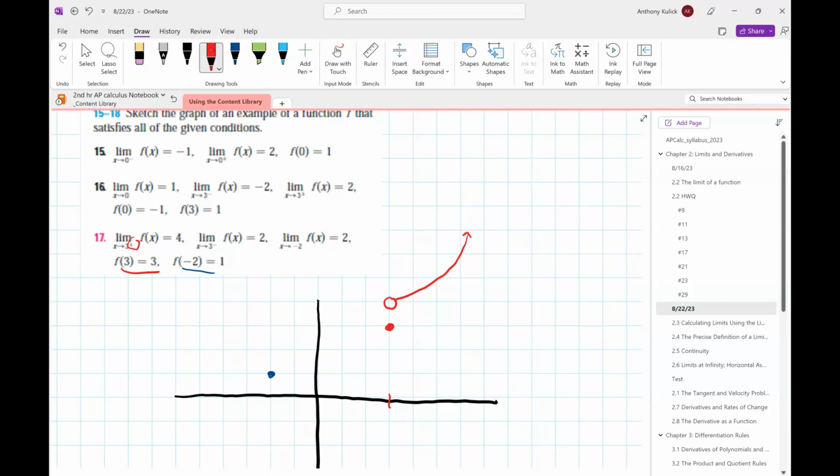How would you know then? I don't know that you would. If the right-hand limit was also equal to 4, you could make it either open or closed, and it would be fine.